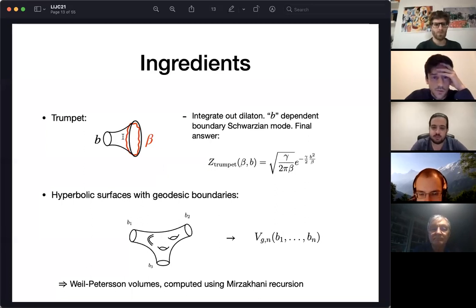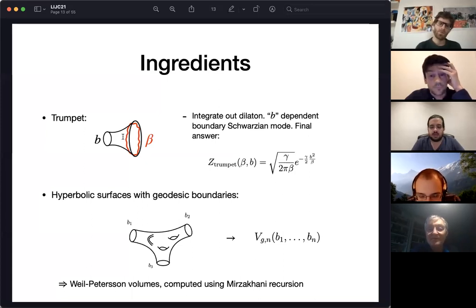Can I reproduce disk topology if I send b to 0? Disk topology. No, because the answer looks different from the previous one, yes. So the limit b to 0 is more like, actually I will mention that later maybe, a disk with a puncture. Yes, with a puncture. Okay.